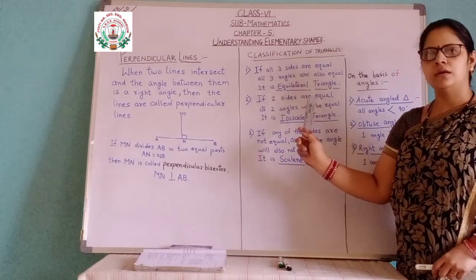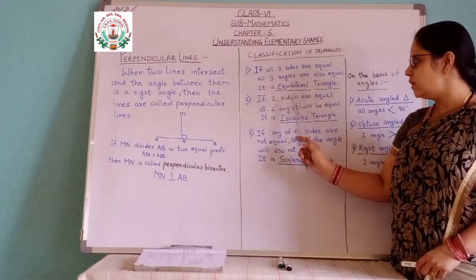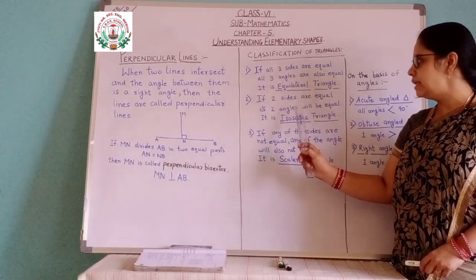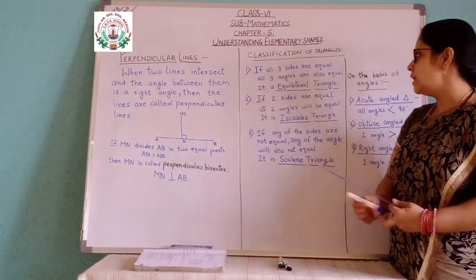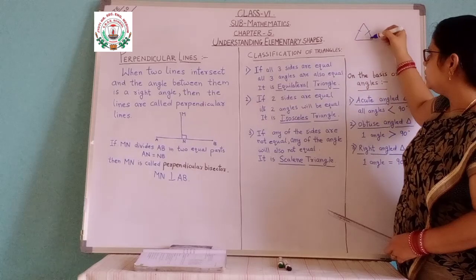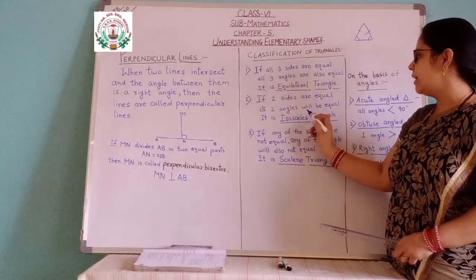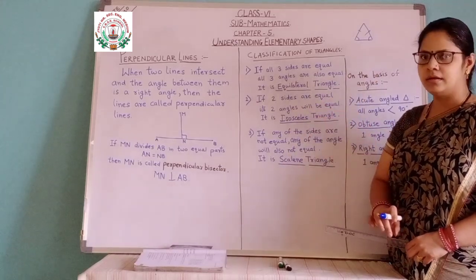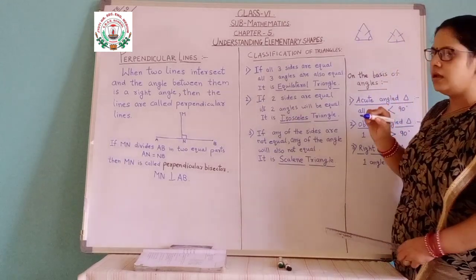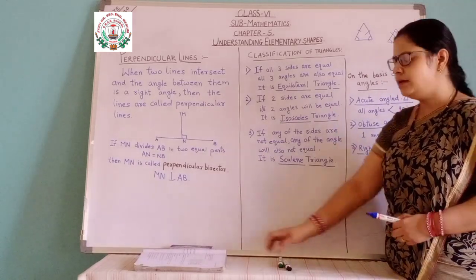If only two sides are equal, and the third side is not equal to the other two, that is called an isosceles triangle. And if two sides are equal, only the two opposite angles will be equal. Suppose these two sides are equal, opposite to it this angle and opposite to it this angle, these two angles will be equal. This type of triangle is called an isosceles triangle. And equilateral, if all these three sides are equal, then all the three angles will also be equal. This is an equilateral triangle.